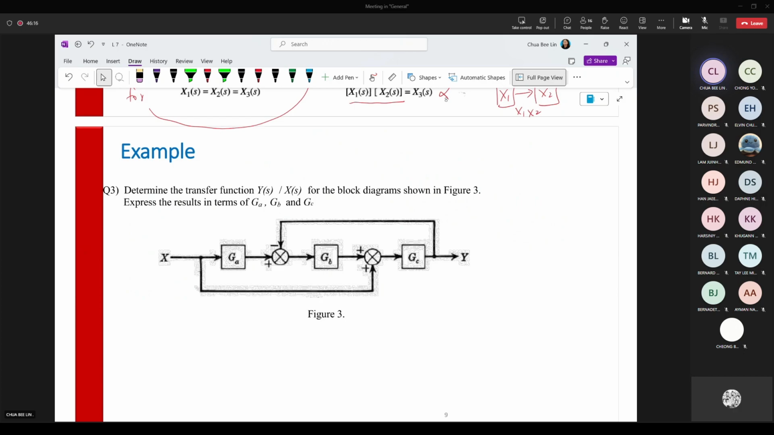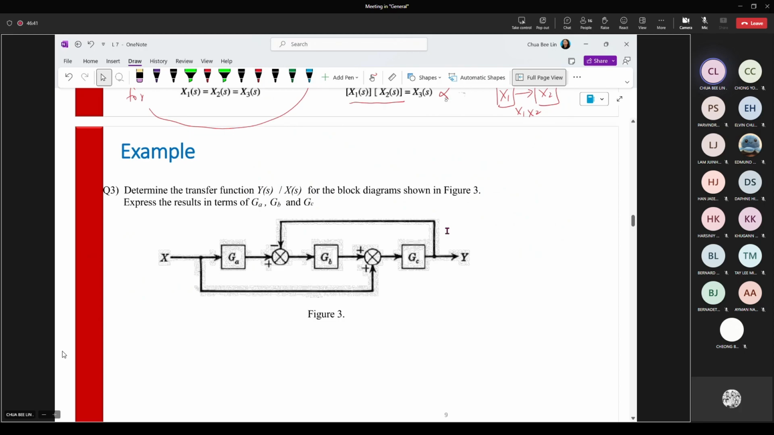So determine the transfer function of Y(s) over X(s) for the block diagram shown in figure 3. Where's the answer? They do not give an answer. I think I include this one in the tutorial. So we will discuss this in the tutorial, where we actually have to put labels on all the signals, like the alphabet A, B, C, on all the signals over here.